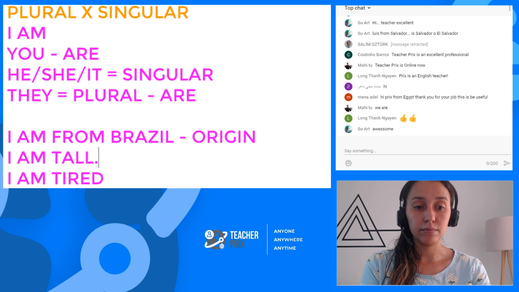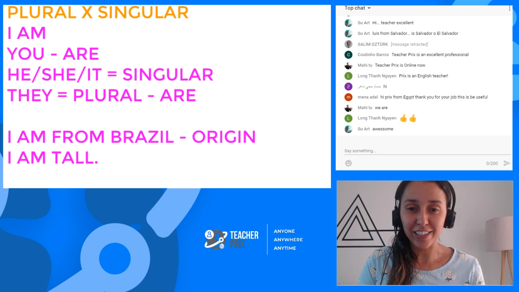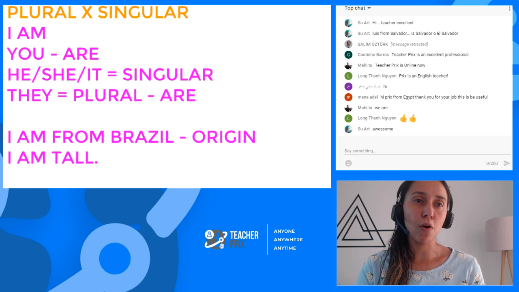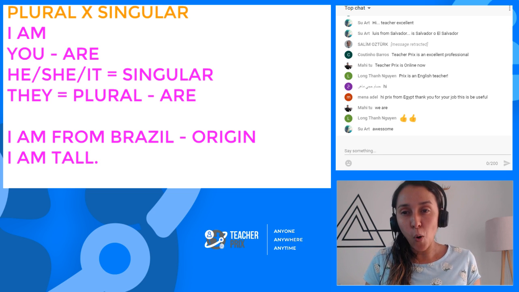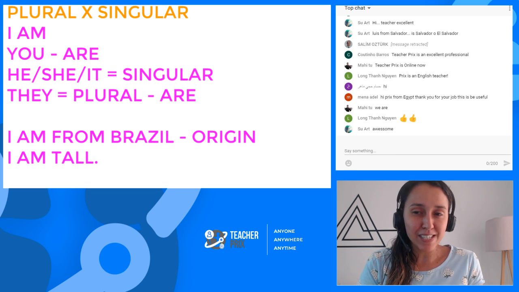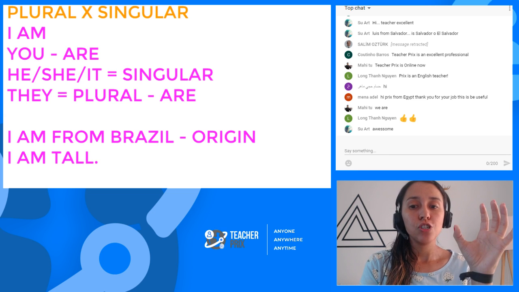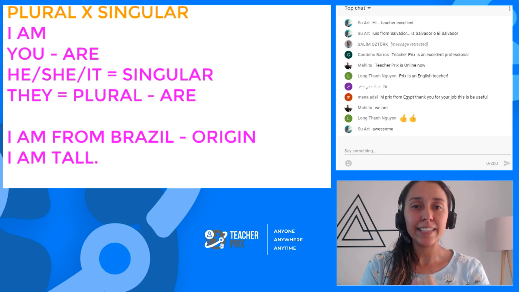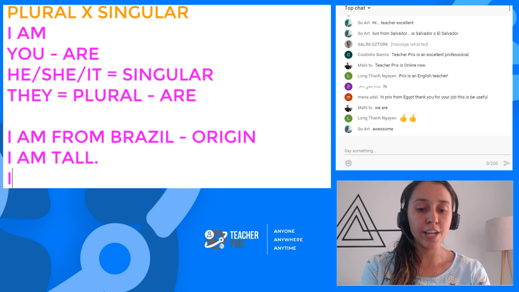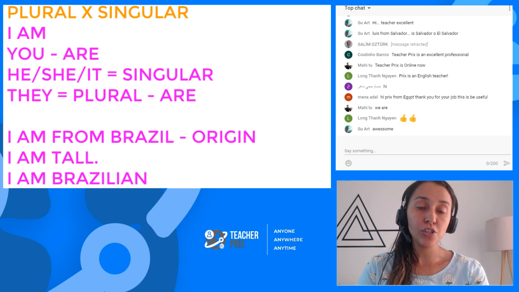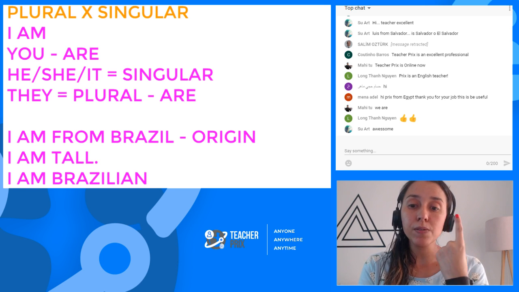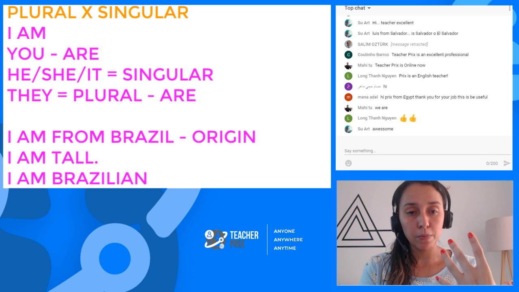I am tall. I can't change this. I'm not tall today and tomorrow I'm not tall. I am tall. I think I will be tall for the rest of my life, okay? When we get older, we get smaller, but I'm still tall. So I cannot change this. I am tall. I am Brazilian. I cannot change the fact that I am Brazilian. I will not change that. So this is one possible translation of verb to be.